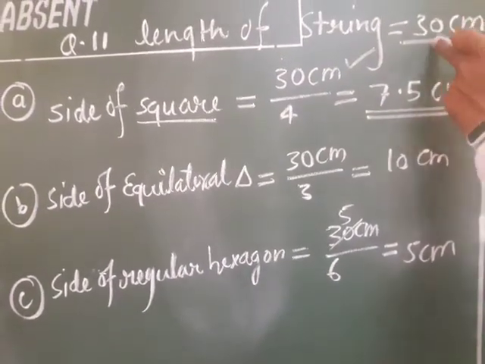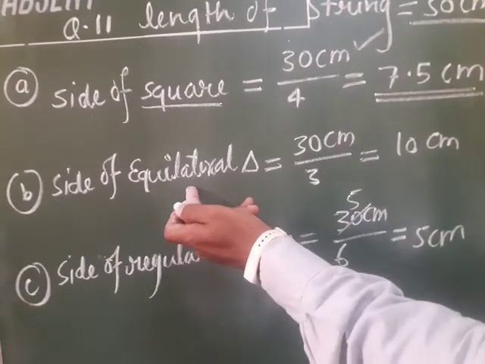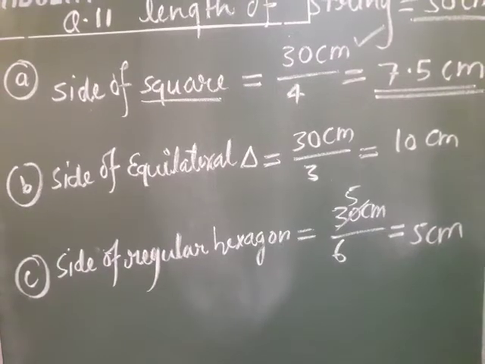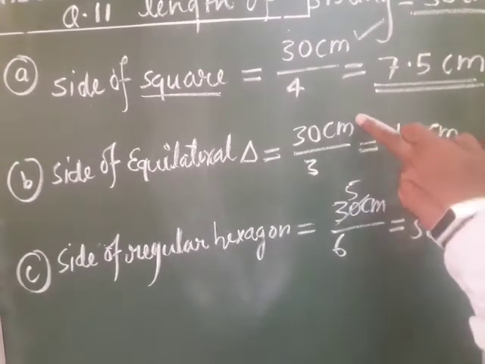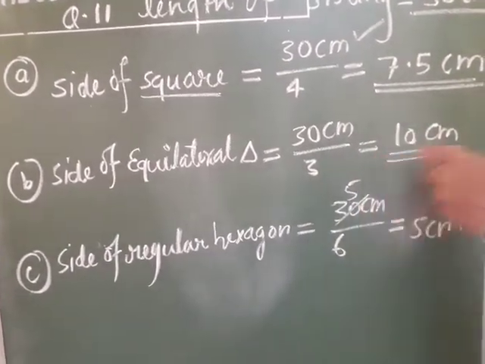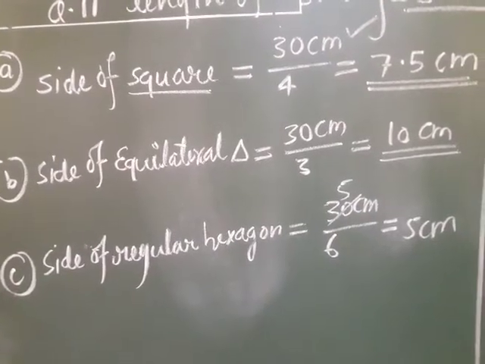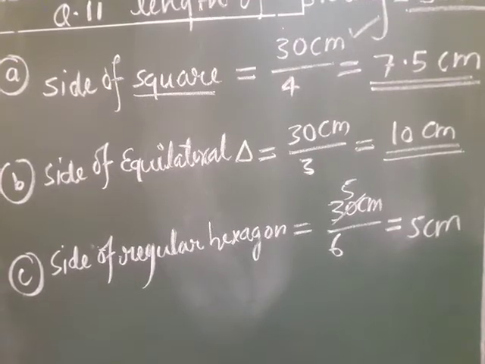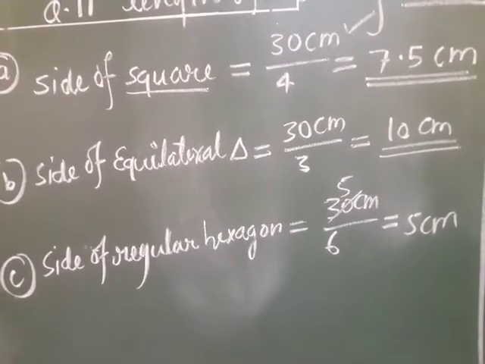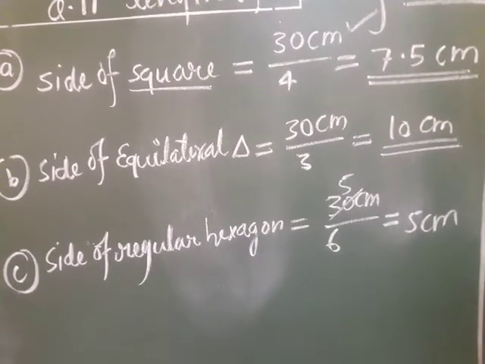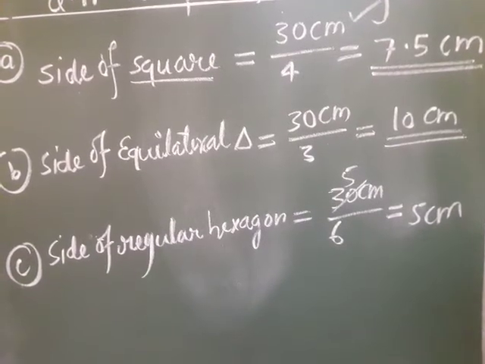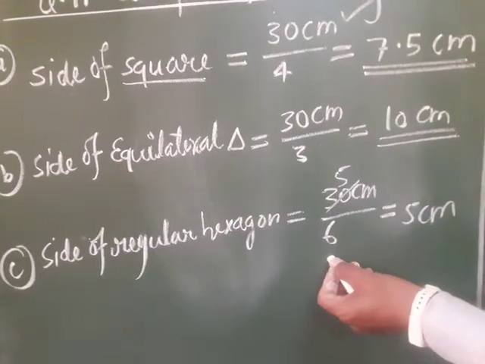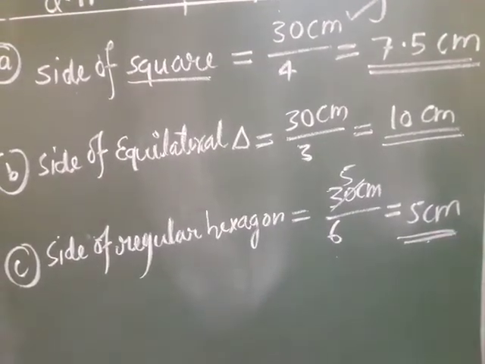Now this string is converted into the shape of an equilateral triangle. As we know, an equilateral triangle has 3 equal sides. So 30 centimeter upon 3, that means each side will be 10 centimeter. Now in the third part, the string is bent into the shape of a regular hexagon. As we know, a hexagon has 6 equal sides. So 30 centimeters divided by 6, the answer will be 5 centimeter.